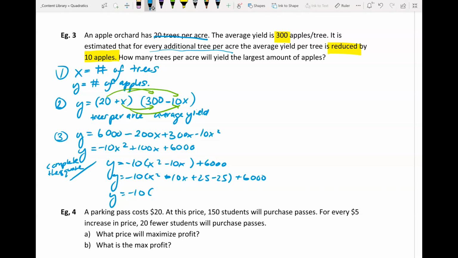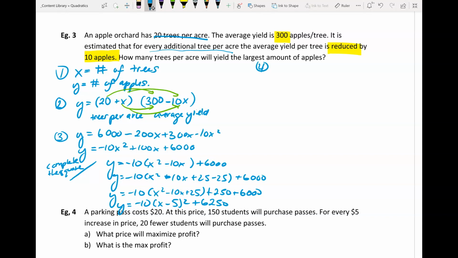I'm going to pull this 25 out, but when I do, I'm going to multiply it by negative 10. So negative 10 times negative 25 is going to be positive 250. Then the last thing I'm going to do is factor. So this is x minus 5, all squared, plus 6,250.